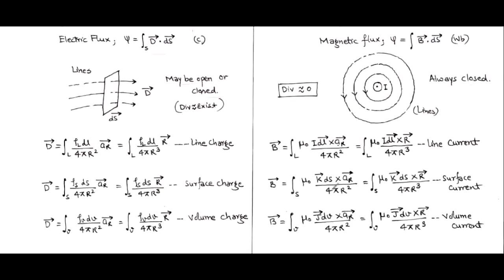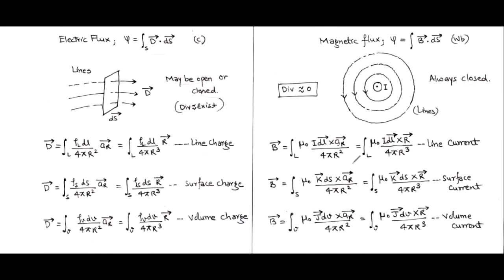Now we consider electric flux density for all three charge distributions, that is line charge, surface charge and volume charge. In case of line charge, D vector is line integration rho L dl upon 4 pi r square unit vector r. In surface charge distribution, D vector is surface integration rho s ds upon 4 pi r square unit vector r. And in volume charge distribution, D vector is volume integration rho v dv upon 4 pi r square unit vector r. In place of unit vector r, we can write vector upon its magnitude.